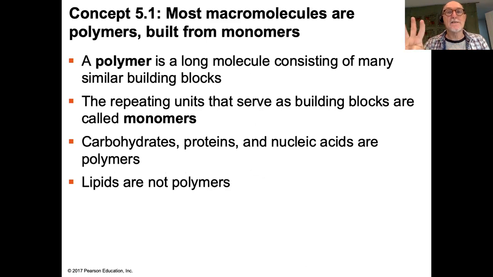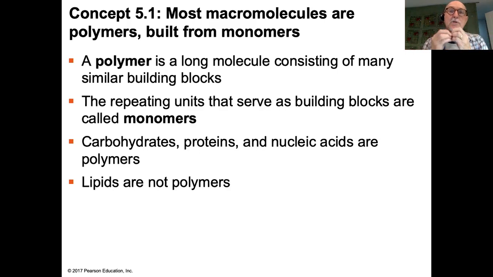We have three classes of our biomolecules which are polymers. And those are the carbohydrates, the proteins, and the nucleic acids. So those three are all polymers formed from monomers. The lipids are not polymers. They're very large molecules. They're macromolecules, but they're not polymers. They don't have monomers. There are no lipid monomers to make lipid polymers. But carbohydrates, proteins, and nucleic acids are all composed of monomers joined together to form the mature molecule.